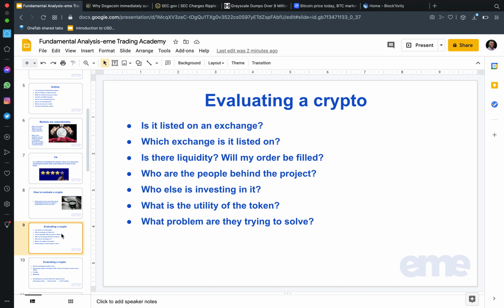You want to invest in projects that have reputable people with track record of success behind them, because it means that you're taking a lesser risk, because there's a better chance of the project succeeding. So you want to look at, what's the utility of the token? Does it make sense what they're trying to solve, or is it just bullshit?